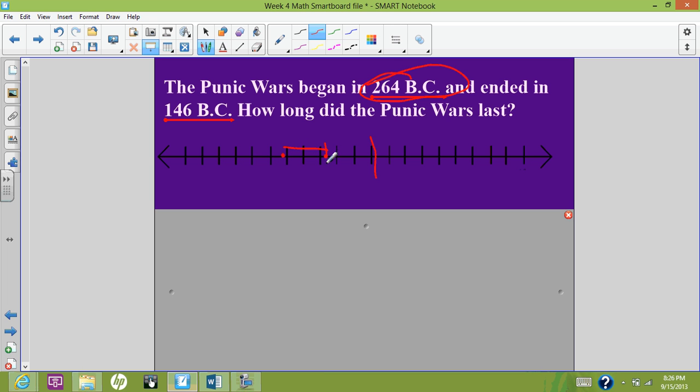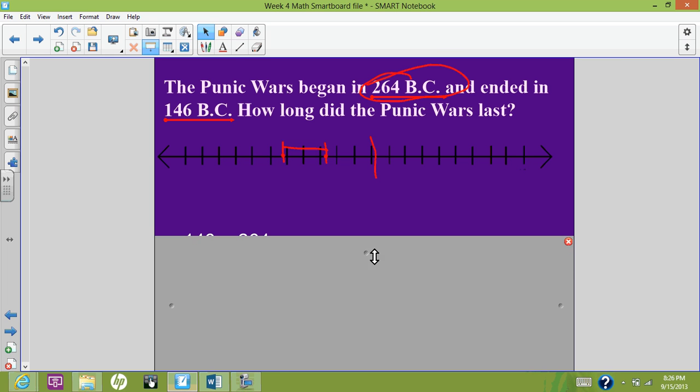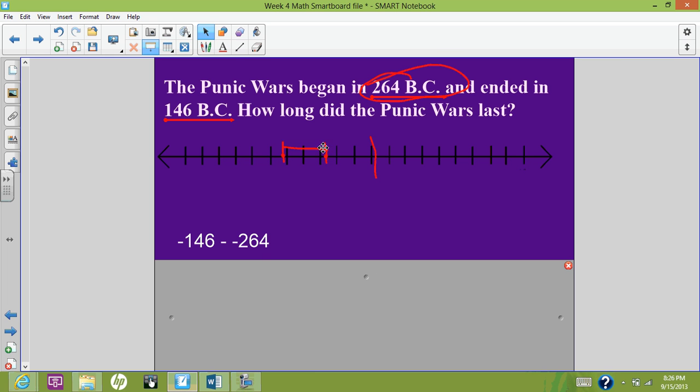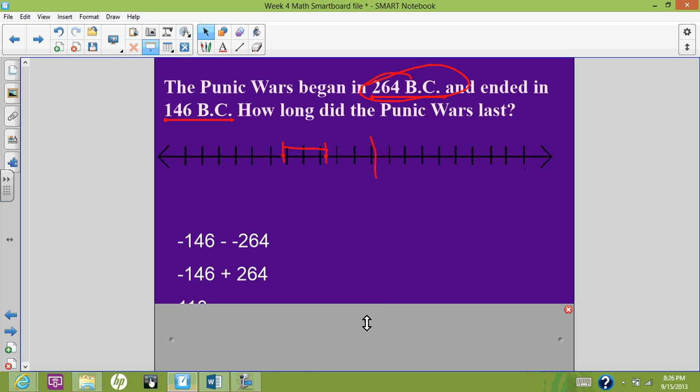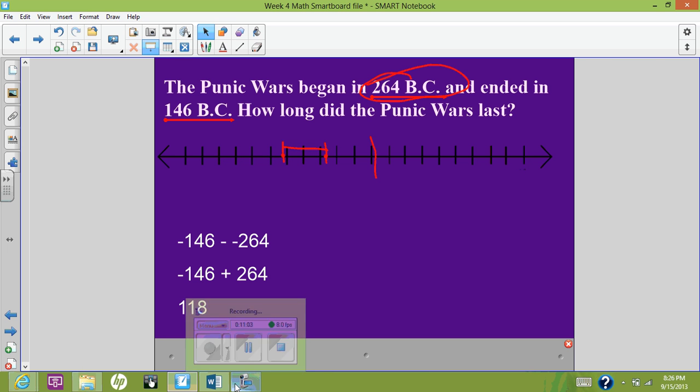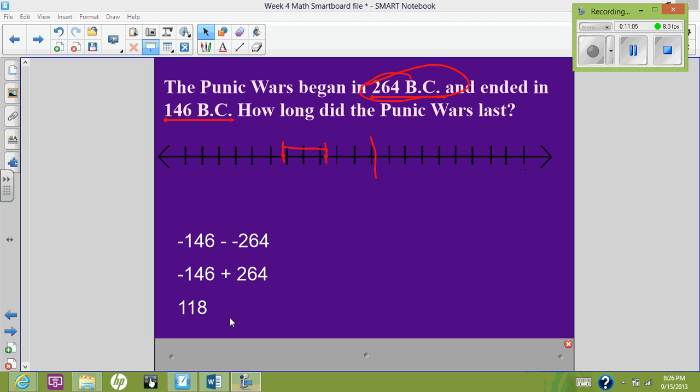I'm looking for the difference between these two numbers. Difference is subtraction. Negative 146 minus negative 264. Keep change opposite. I end up with negative 146 plus 264, and then I end up with 118 years long.